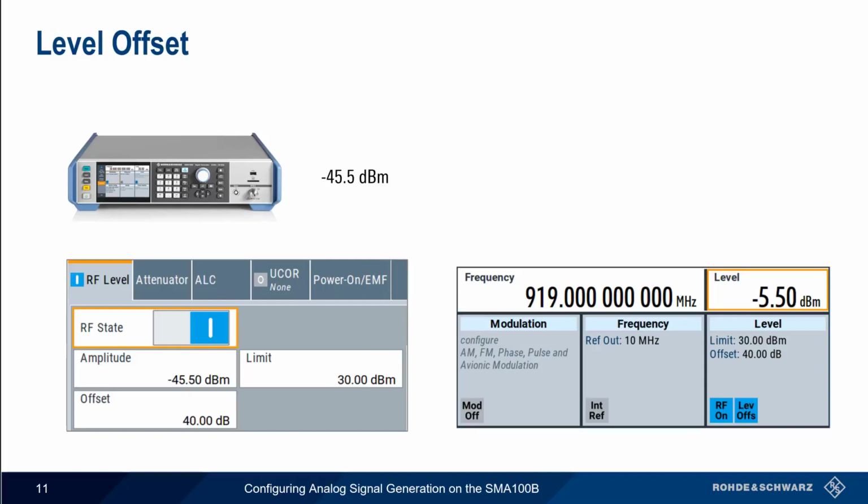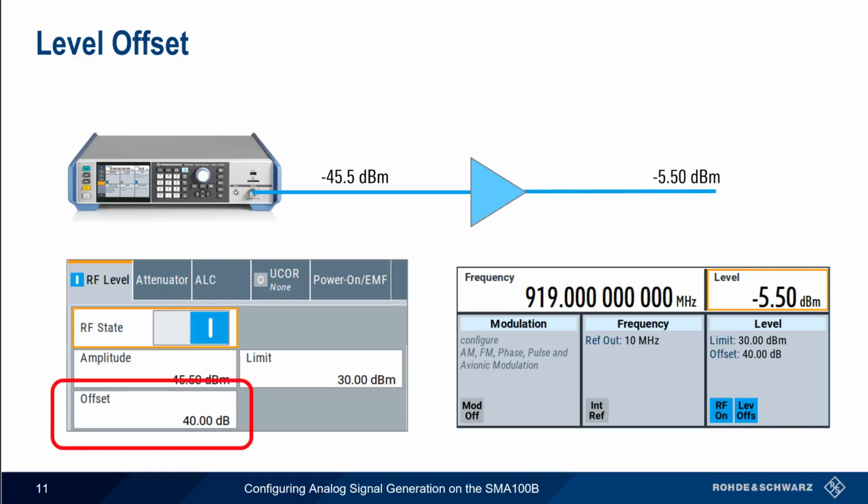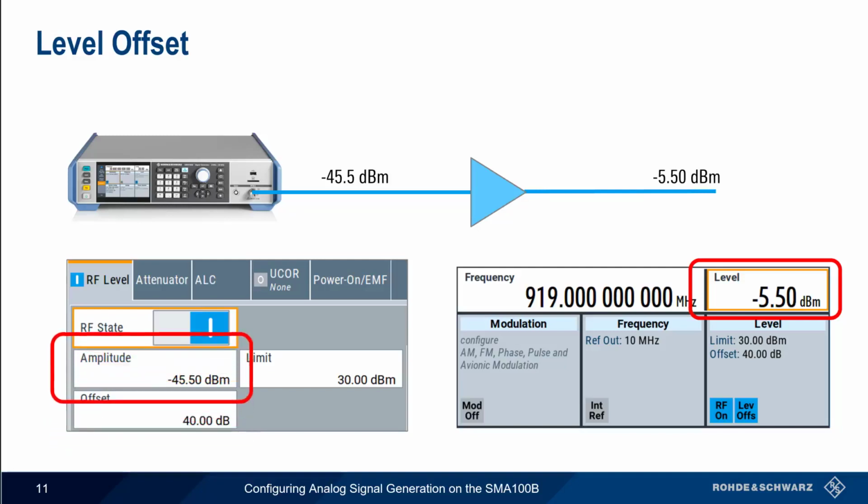This offset represents a level shift caused by a downstream device, such as an amplifier or an attenuator. We enter a positive offset for a downstream device that increases the level, and a negative offset if the downstream device attenuates the level. And as before, although the level value in the status bar incorporates this offset, the amplitude of the SMA100B output is not changed when an offset is applied.